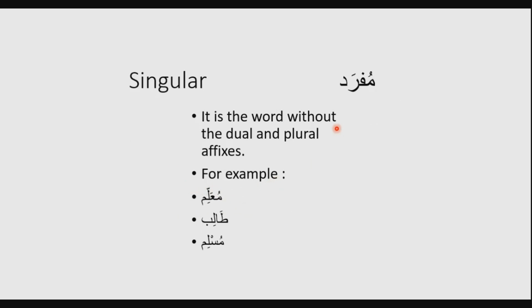Then coming on one by one, mufrad, the singular, is the word without the dual or plural affixes, because the dual and the plural use affixes, infixes, prefixes, suffixes. They use different things to form dual and plural, but the singular is a word which is free of affixes. Like for example given here, muallim, talib, muslim. You just know the word talib.